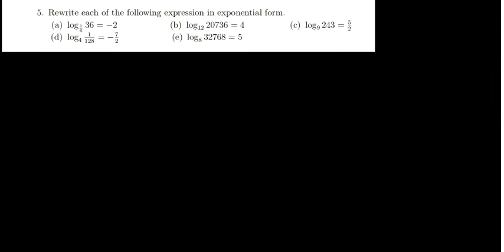Now let's see how we can solve question 5. Question 5 is saying, rewrite each of the following expressions in exponential form. Now how do we write from log to exponential? The first one is log base 1 over 6 of 36 is equal to negative 2. From here we want to come out from log to exponential.